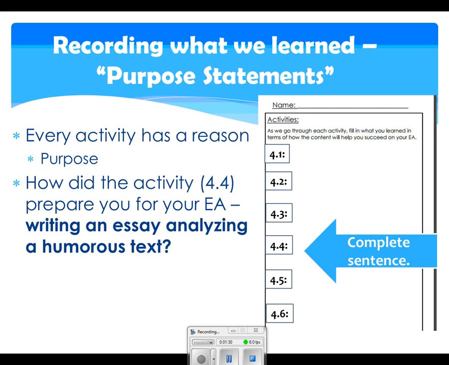Once you've got your purpose statement written down, you can flip to the back side. I know some of you tend to start with that first. That's fine. If you take a look at the class bookmark, back wall, you're going to see that 4.4 had you practice 5 out of the 9 concepts that your essays will be graded on. So you practice concepts 1, 2, 3, 4, and 8.